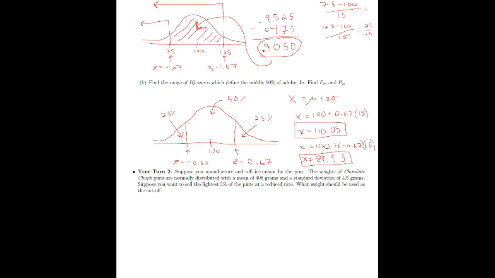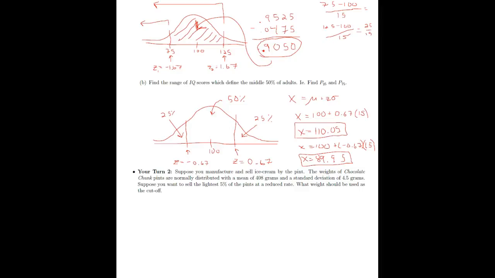All right, so in this example, suppose you manufacture and sell ice cream by the pint. The weights of chocolate chunk pints are normally distributed with a mean of 408 grams and a standard deviation of 4.5 grams. One that's more relevant to me in everyday life is, you open a bag of chips or maybe a bottle of soda. Do they all have the exact same amount in them? No. And maybe sometimes you've looked at a bottle of soda and thought, hey, this one looks like it has a little bit less in it than usual, or maybe a little more.